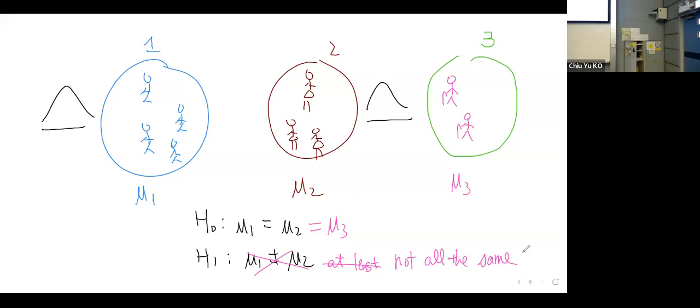So we will be comparing variances. Okay, don't worry, everything is very mechanical, and you will see the thing we do is basically using Excel.